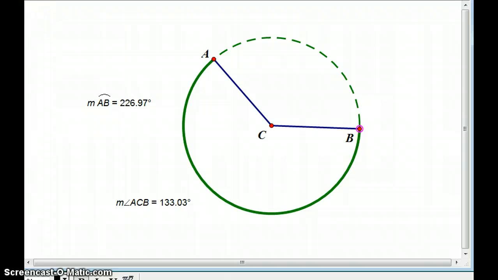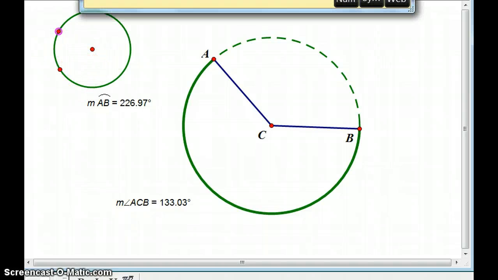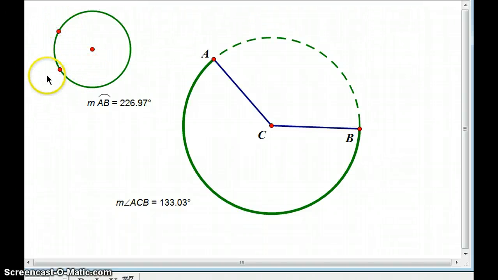Whenever you put 2 points on a circle, I've got a point there and I've got a point here, I've kind of cut the circle into 2 arcs here. There's an arc on this side, and there's this huge arc on this side. This one's called the minor arc, and this one's called the major arc.